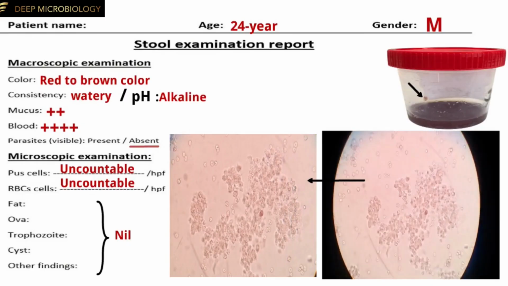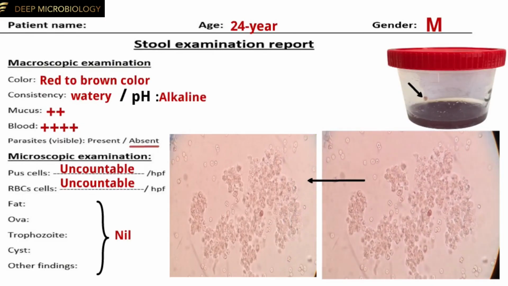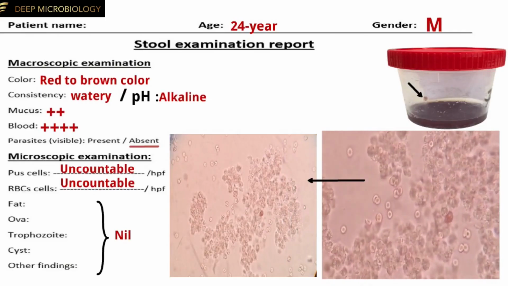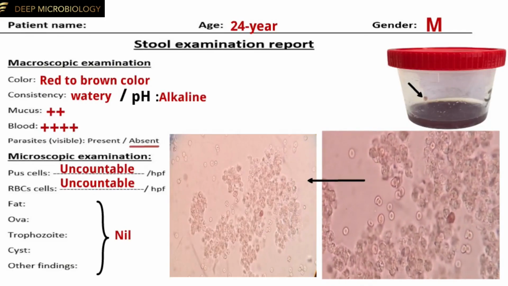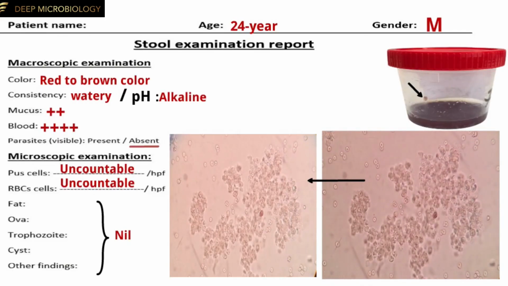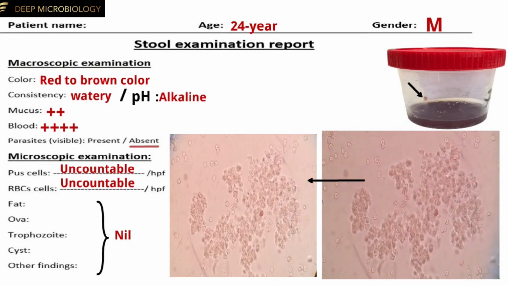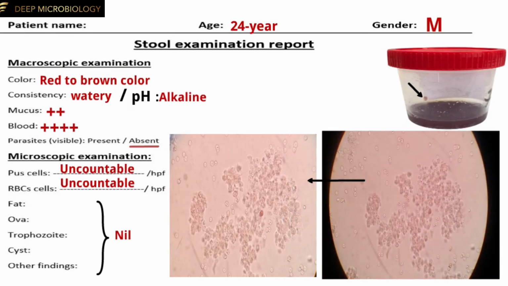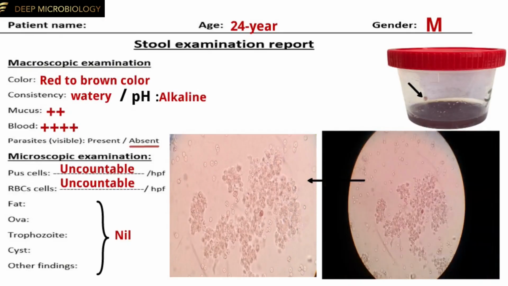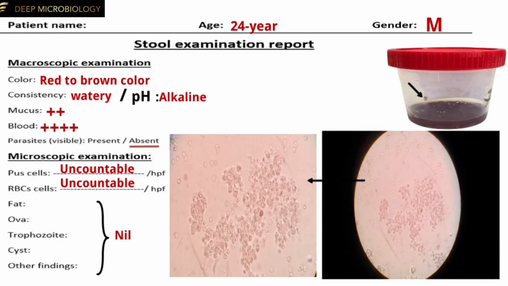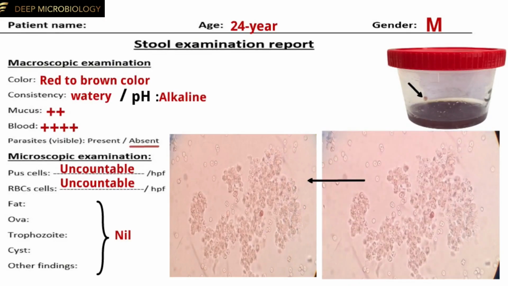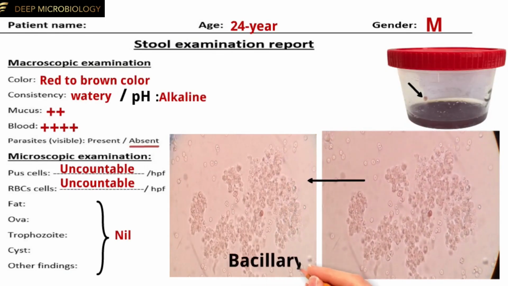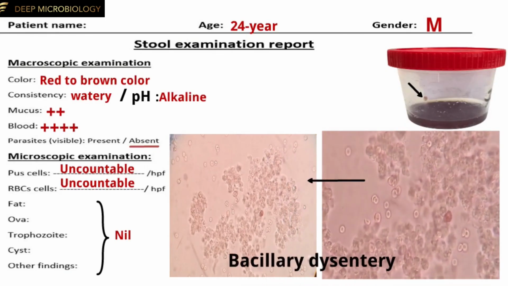But in this case, the result is clearly abnormal due to the presence of a large number of RBCs and more than 5 pus cells per field, which is significant. The presence of numerous pus cells and red blood cells suggests inflammatory diarrhea, most likely of bacterial etiology such as Shigella, Escherichia coli, or Salmonella, which are common causes of bacillary dysentery.